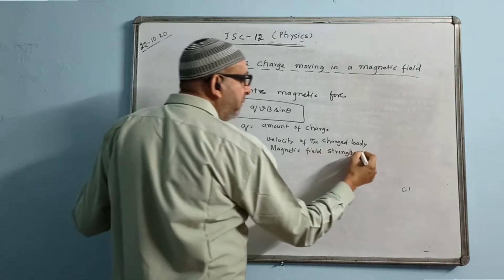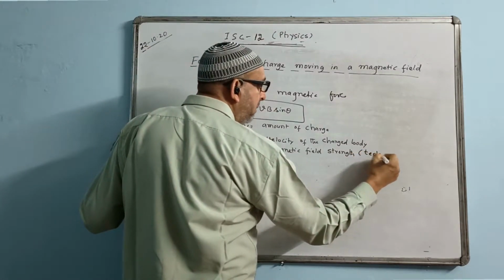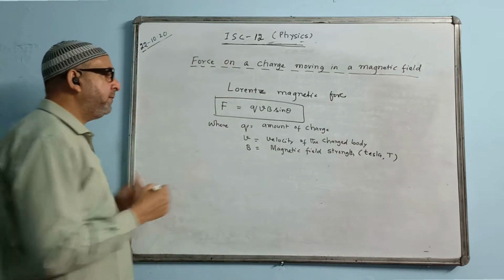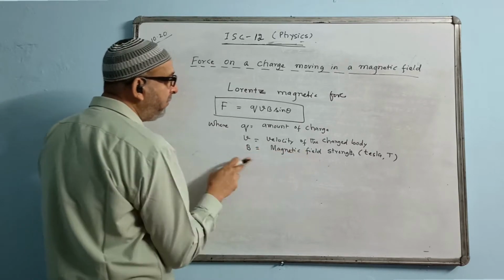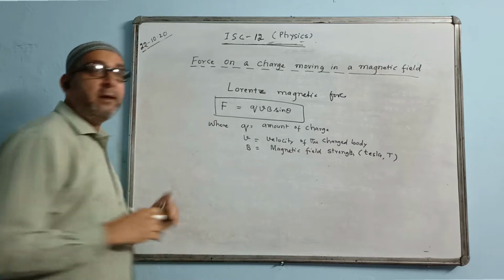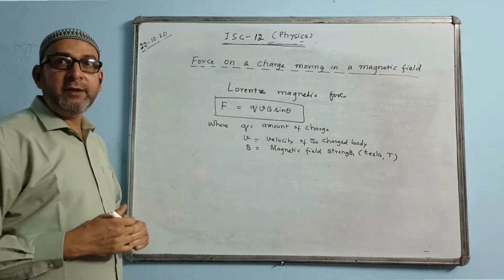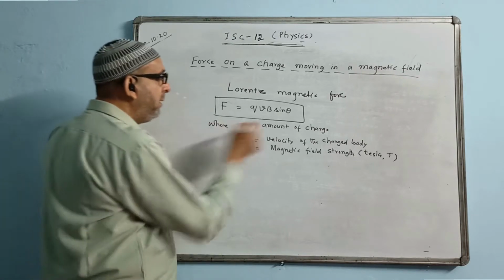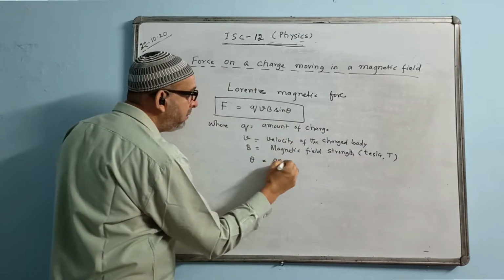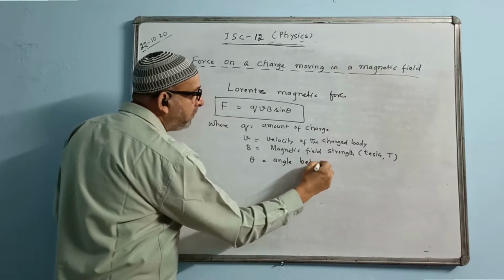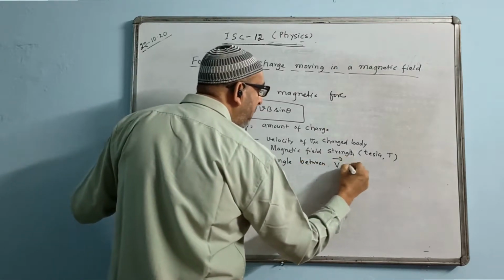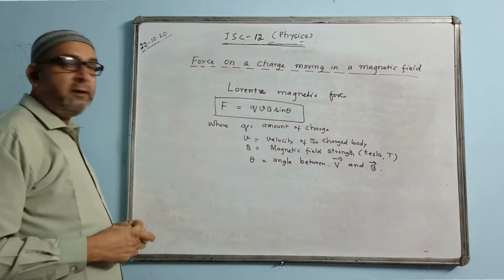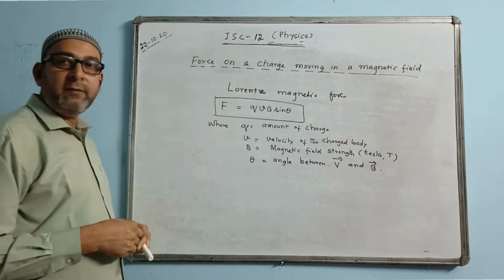The unit of magnetic field strength is Tesla, denoted by T, capital T. And the symbol to represent magnetic field strength, or just magnetic field, is B. Like electric field is denoted by E, in the same way the magnetic field will be denoted by B. And theta is the angle between the velocity vector and the magnetic field vector B.